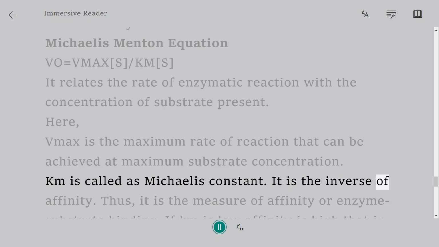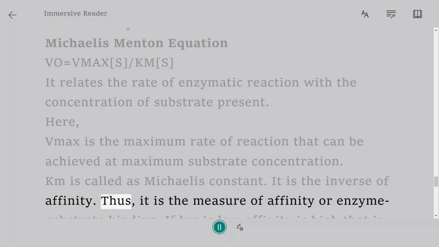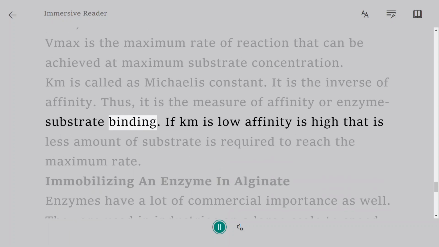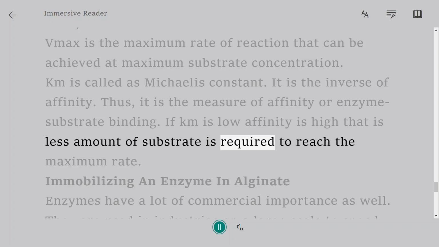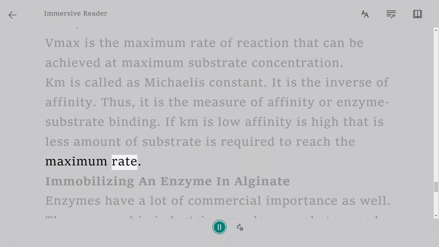It is the inverse of affinity. Thus, it is the measure of affinity or enzyme-substrate binding. If Km is low, affinity is high, that is, a smaller amount of substrate is required to reach the maximum rate.